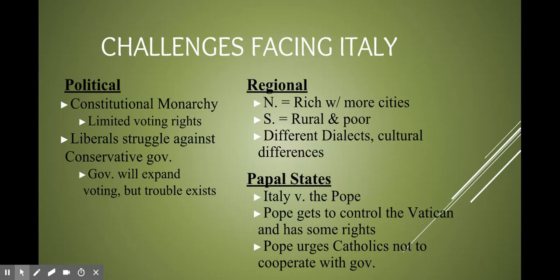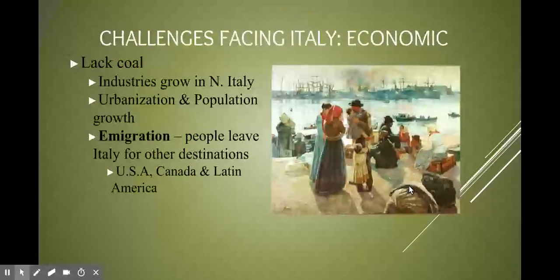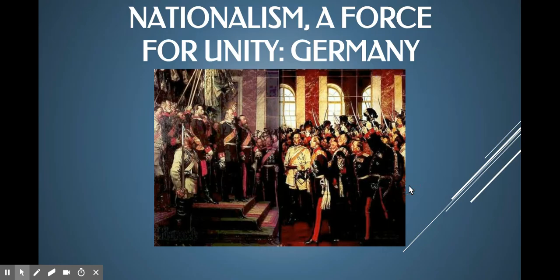And then, of course, there's a struggle between the Italian government and the Catholic Church. The Pope would win the right for Vatican City, and the Pope even encourages other Catholics not to cooperate with the government. So Italy is left pretty fragile, even after the unification. Some economic challenges: as industries continue to grow in northern Italy, it's going to cause both urbanization and population growth. And what happens is the lower classes are going to try to emigrate to the United States for better opportunities. And this is really that first wave of immigration that you learned about in your American history classes.